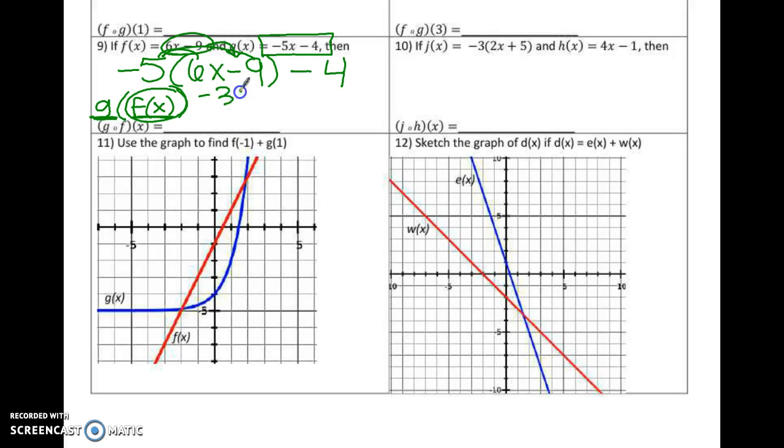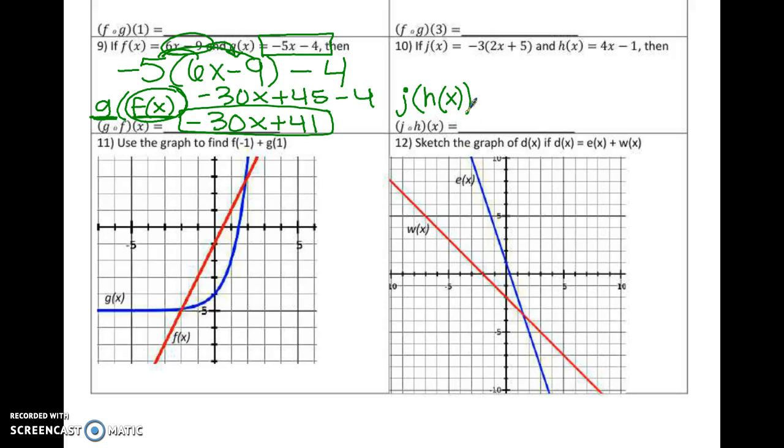So I got negative 30x plus 45 minus 4. So that's negative 30x. 45 minus 4 is 41. And that would be our answer. And last of all, for number 10, and then we get to graphs, we got j of h of x.